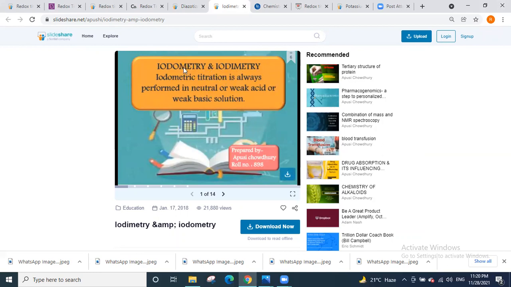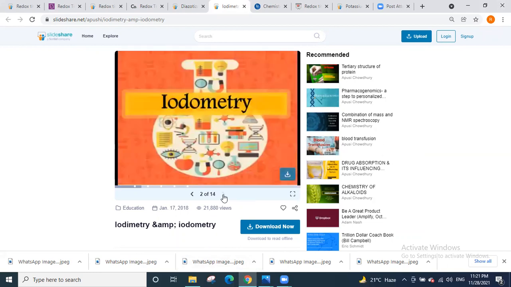If an indirect method is used with iodine as a titrant, it is called iodometry. Both of these reactions are performed in weakly acidic or weakly neutral media. In a highly acidic or highly basic medium, iodine will not be present in its original form; it reacts with oxygen. Now first we discuss iodometry, which is an indirect method.